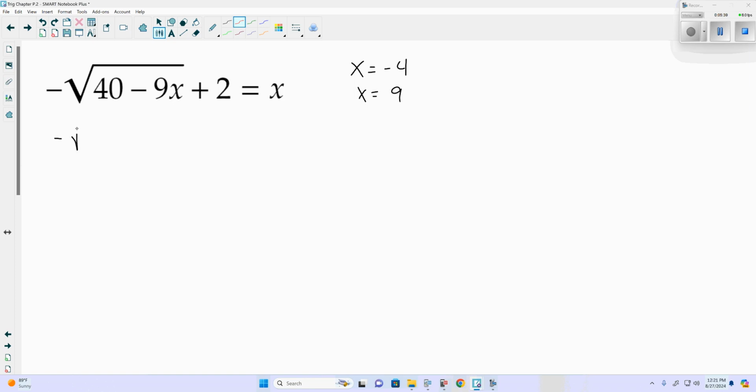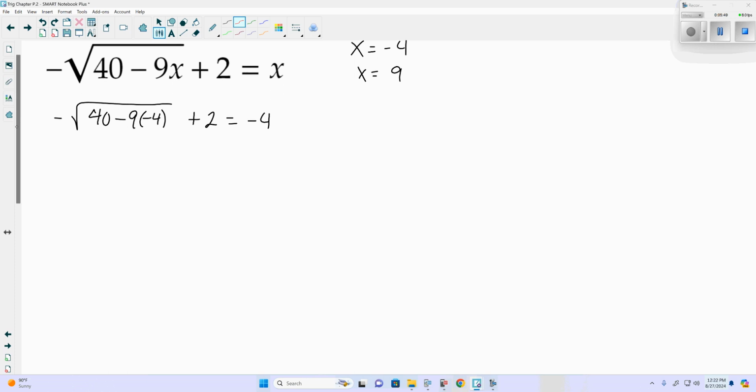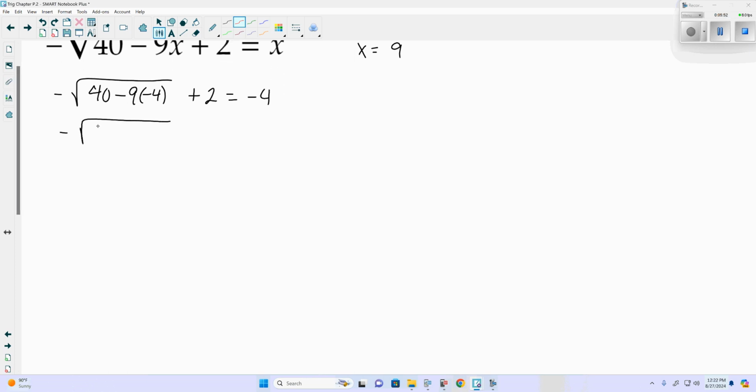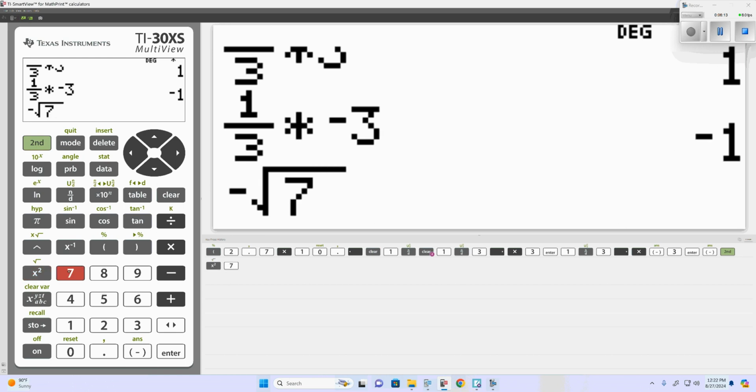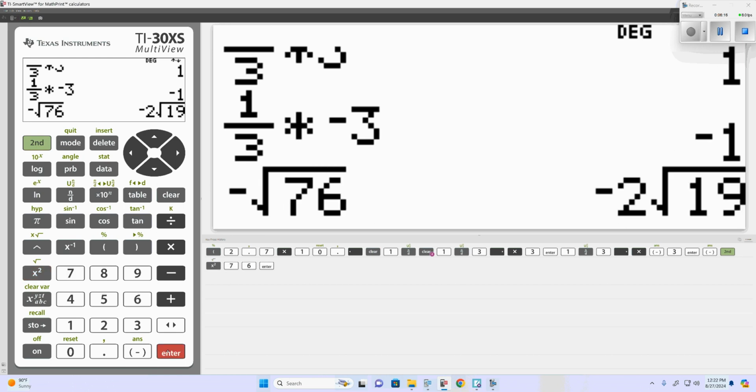So let's try -4 first. Negative square root of 40 minus 9 times -4 plus 2 is equal to -4. Now at this point here, if we wanted to type the entire left side in, we could. If we do this by hand, our -9 times -4 is going to be plus 36, giving us negative square root of 76 plus 2 equals -4. Now the square root of 76 is 2 square root of 19.